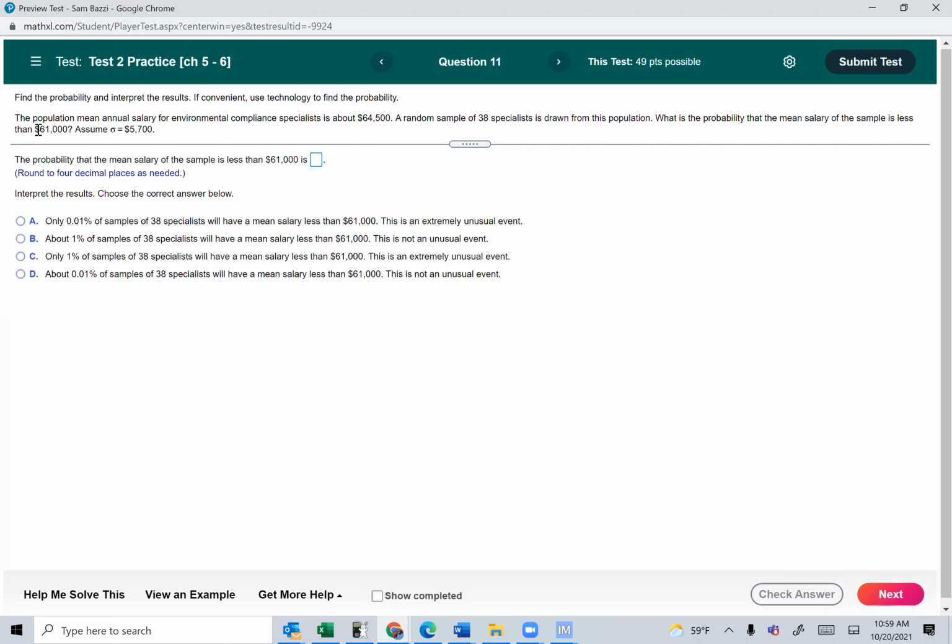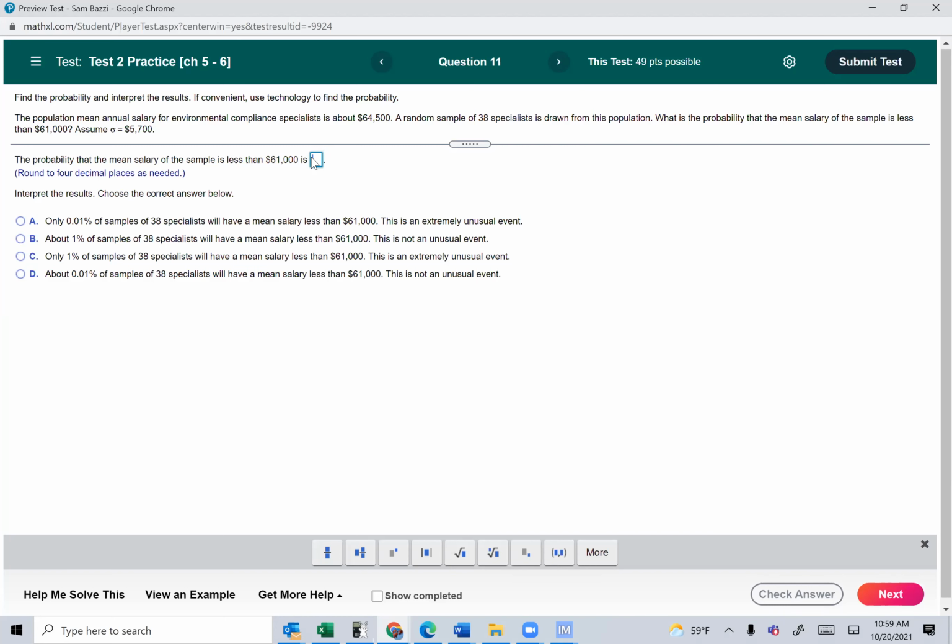Find the probability. The population mean annual salary for environmental compliance specialist is about 64,500. A random sample of 38 specialists is drawn from this population. This is section 5.4. What's the probability that the mean sample salary is less than 61,000? Assume that sigma is 5,700. So here's how this is going to be, guys. Less than 61,000, normal CDF, negative a million, 65,000, comma. Mean is, he says, 64,500.